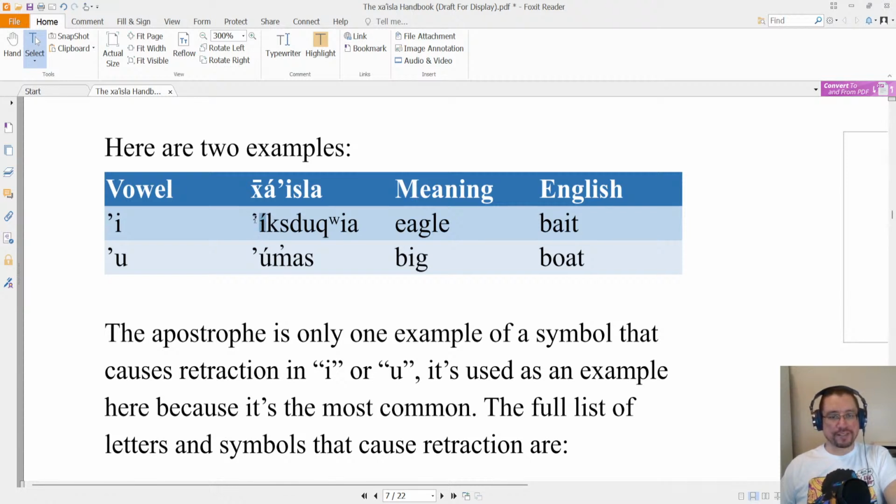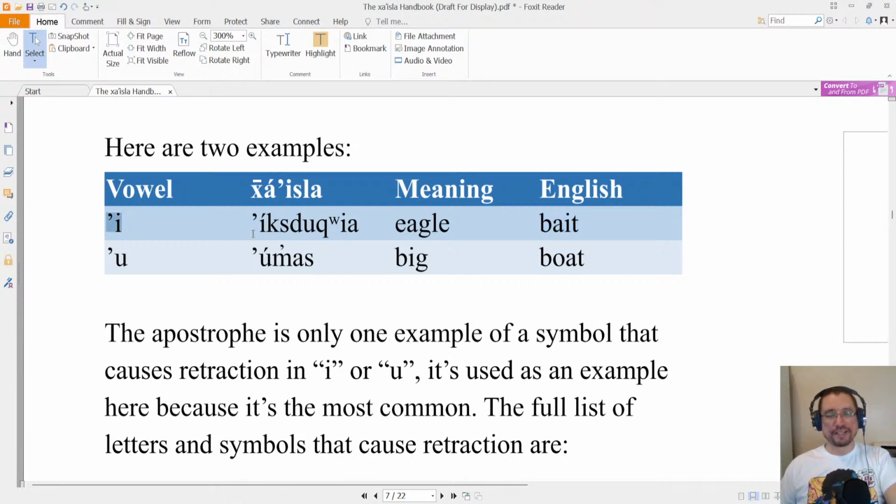Also pay attention to the first I. It has an acute accent on top of it. So what does that mean? It means we place emphasis on the first syllable. So it's xa'isla. I do hear some people say it with the emphasis elsewhere. That's not the proper pronunciation. The emphasis is on the first syllable. So xa'isla is eagle.